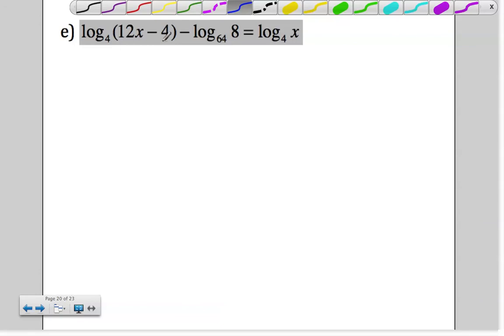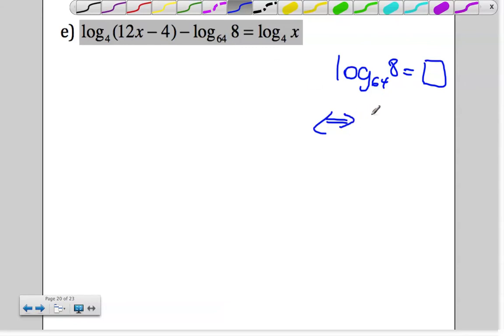Another log one. Okay, this is a pretty nasty one, but I think we can handle it. So, always inspect first. Can I figure any of these out? And actually, yes, I can. I can figure this one here. Log base 64 of 8 equals something. Hopefully you realize there's a power connection between those.